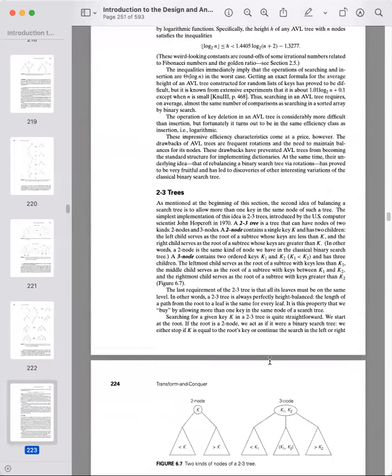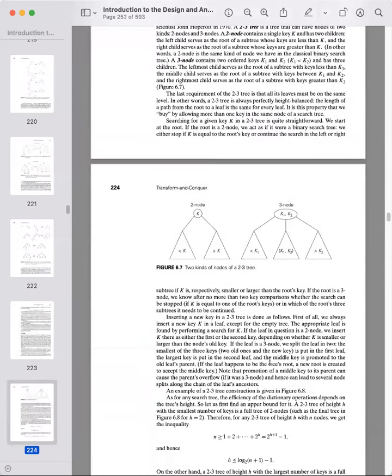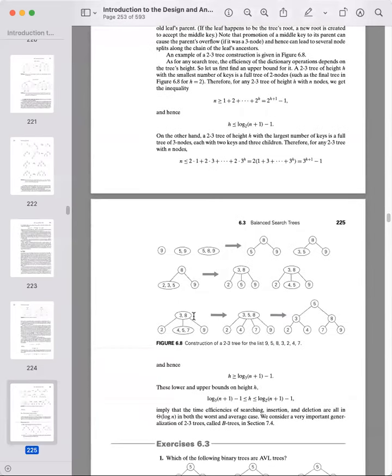Okay, so the 2-3 trees, look through it, but again, no homework and no test on that. It's just the idea that you can have more than one key in a node. As an example here, you have a 9 and then a 5, 9. You can have up to 3 here, so the 5, 8, 9 can all be in the same node. You then split it up when you get to 3, okay? And you keep going along.